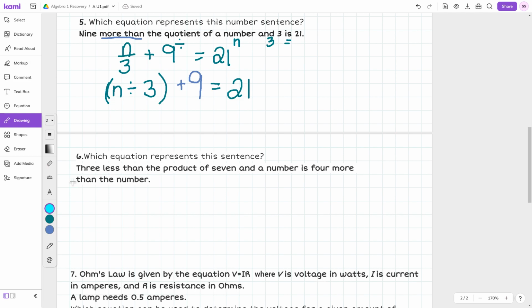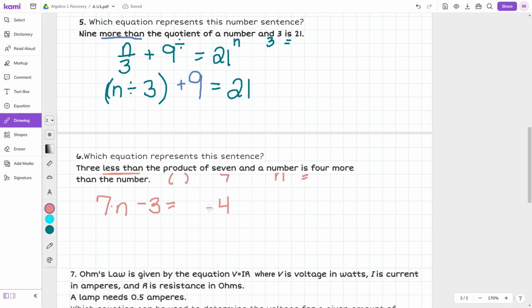So 3 less than, that's that less than I was just telling you about, less than and more than. It's going to be at the end. So I know this is going to be minus 3. Okay. 3 less, the product, so that's to multiply, do parentheses or a dot, try to get out the habit of doing the X, 7, and a number, so 7, and the number. Since it's multiplication, you can put a dot there, you can do parentheses, or you can do nothing at all because that's the coefficient.